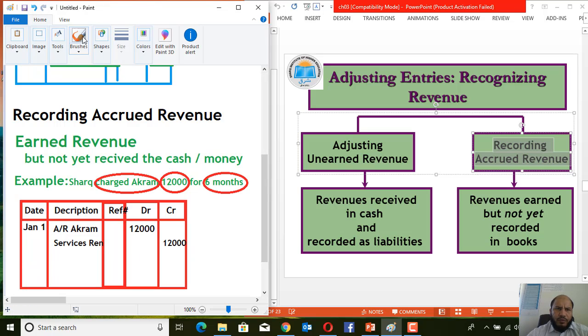Now we will move towards the second one. For example, we will record the entry after 1 month.